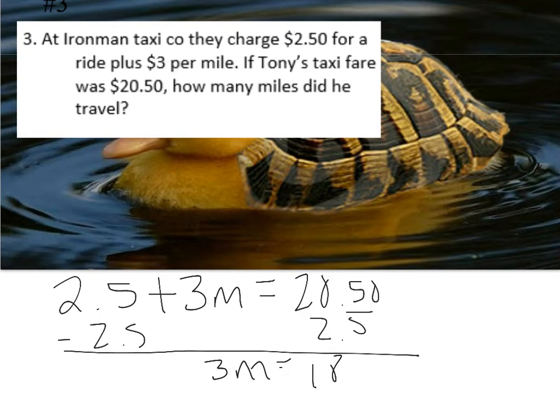I'm running out of space on my screen, but that's okay because if I just divide by 3 on both sides, 18 divided by 3 will give me m is 6, which means he traveled 6 miles. If you didn't know if that was right, you can just do 6 times 3 plus 2.50. Do we get $20.50? The answer is yes.